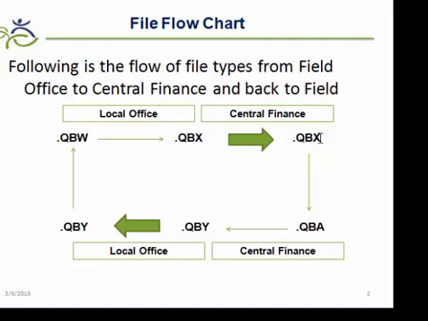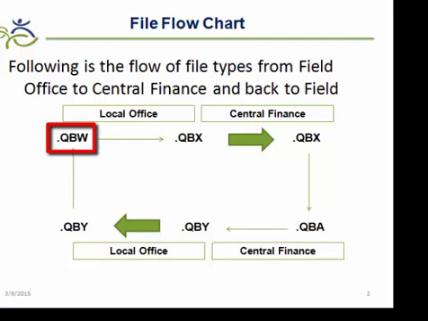Once Central Finance receives the file, it is converted to a file format that can be used to make changes and corrections. That file is called the Accountant's Copy Working File, or .qba. Once the changes and corrections have been made, Central Finance sends the file back to the field office in a highly condensed format, the .qby file, which is received at the field office, uploaded to their system, which then automatically updates the field office working company file, the .qbw.